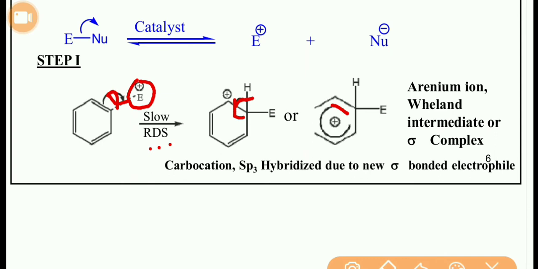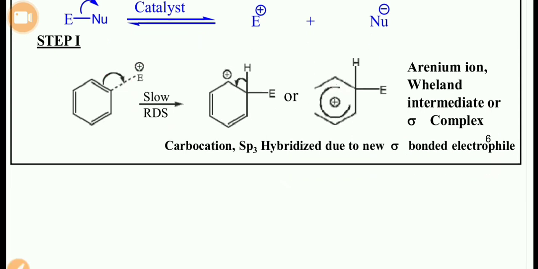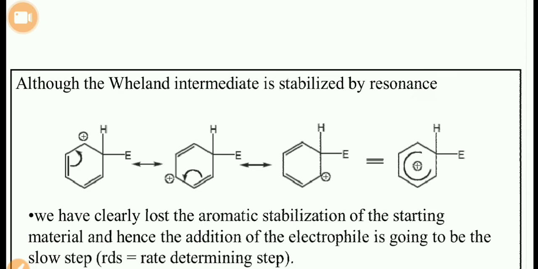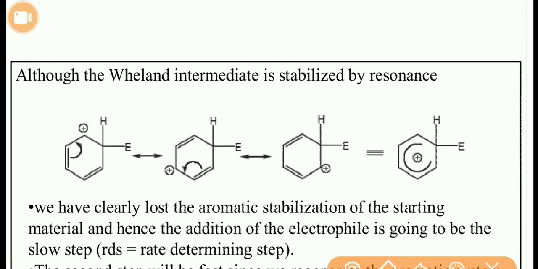We call it the Wheland intermediate or sigma complex. It is a carbocation with sp3 hybridization due to the new sigma bond to the electrophile. Although, the Wheland intermediate is stabilized by resonance.